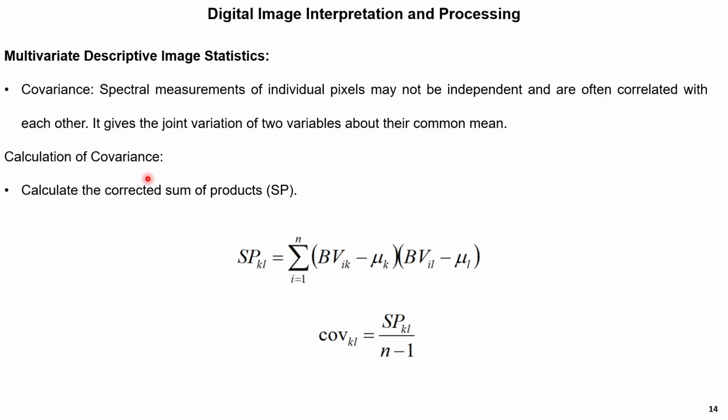So now we are going to calculate the covariance. First we need to find out the corrected sum of the products. Corrected sum of products is SP of two bands K and L. So we are going to find out the mean of K band, and the mean of L band. And then we have to subtract this mean from each of the pixel, multiply them, and then take the summation of it. So that will give you the corrected sum of products. And covariance is given by this formula, SP of KL divided by n minus 1. So this is similar to your variance formula itself. So you will get the covariance from this formula.